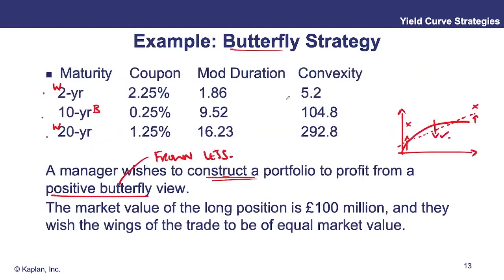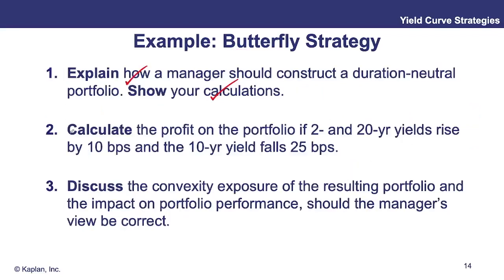Okay, but we're told the market value of any long position, so that would be buy the body. So we're going to put 100 million into the bullet body, and we want the wings to be of equal market value. So we're going to sell the 2 and the 20-year names, sell the wings with equal market value. We haven't got a view on rates shifting up and down, so we're going to construct a duration neutral portfolio. The easy thing to do is to get the BPV of the long position in the intermediate name, the bullet, and then solve for what market value we want in the wings, essentially, to make us BPV neutral. So there's a little bit of algebra there.